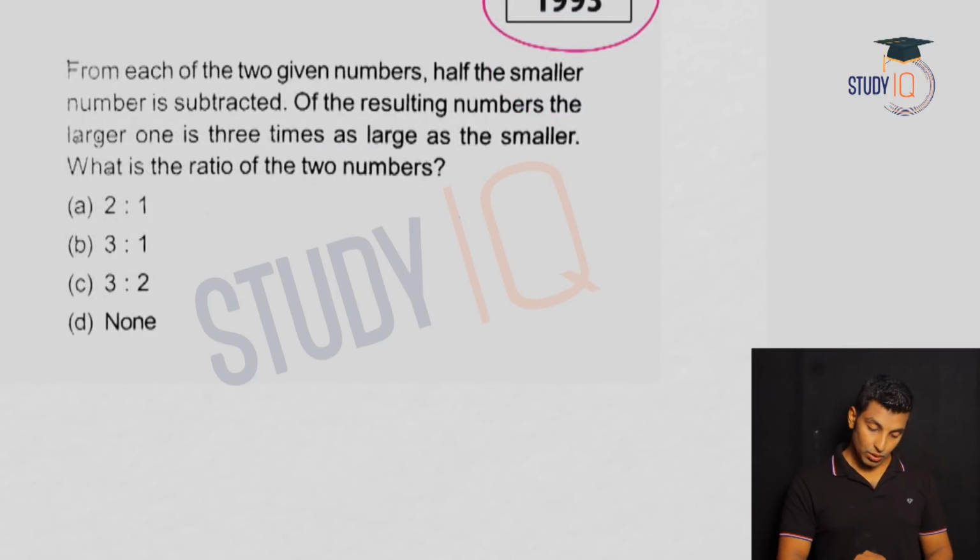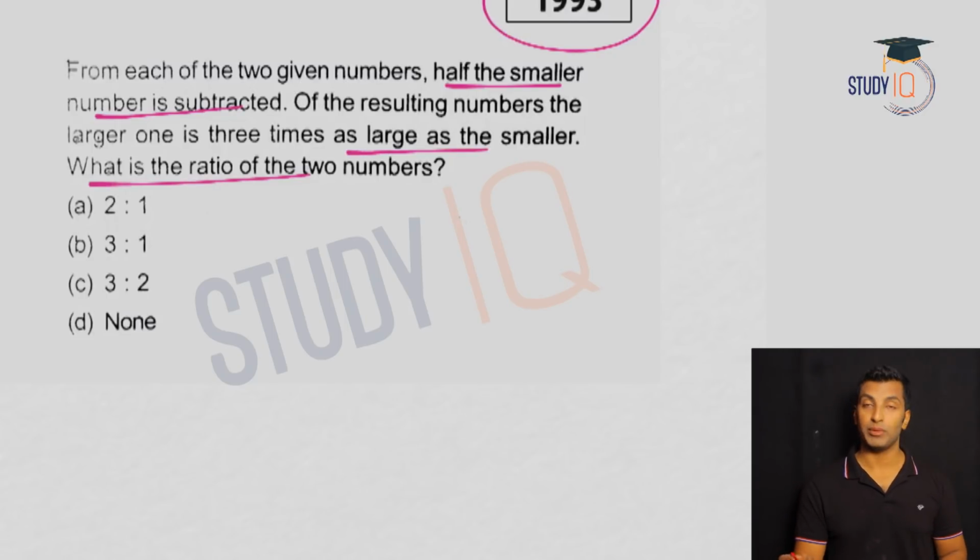Okay, what is given? From each of the two given numbers, half the smaller number is subtracted. Okay, half the smaller number is subtracted. Of the resulting numbers, the larger one is 3 times as large as the smaller. What is the ratio of the two numbers? Okay, so two numbers are given. From that, half the smaller number is subtracted, and of the resulting numbers, the larger one is 3 times as large as the smaller. Okay, what is the ratio of the two numbers? Ratio is what you need to find out.